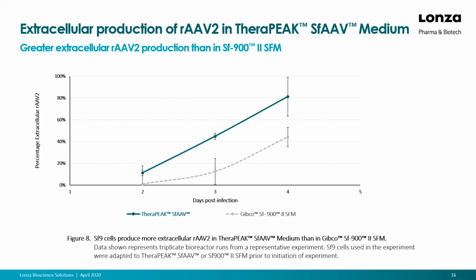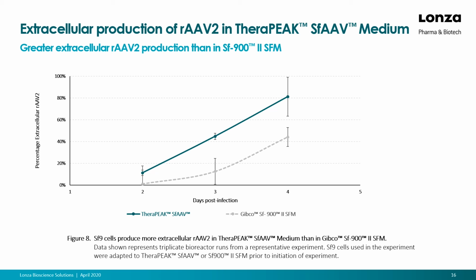As you can see in this comparison, on day 3 post-infection, TheraPEAK SfAAV medium has 50% of the viral particles produced already released in the supernatant versus 10% with SF902 medium. And by day 4 post-infection, 80% of the AAV serotype 2 produced with TheraPEAK SfAAV medium is in the supernatant versus only 50% with SF902 medium.